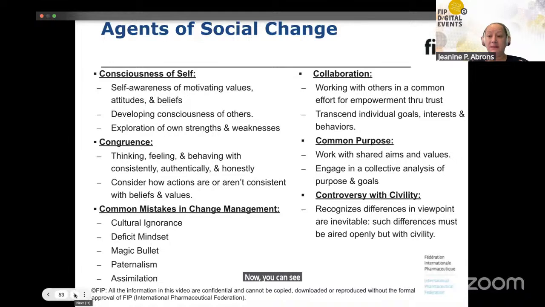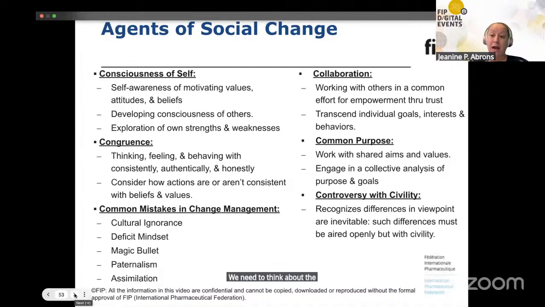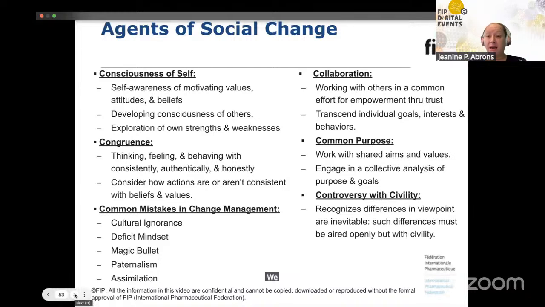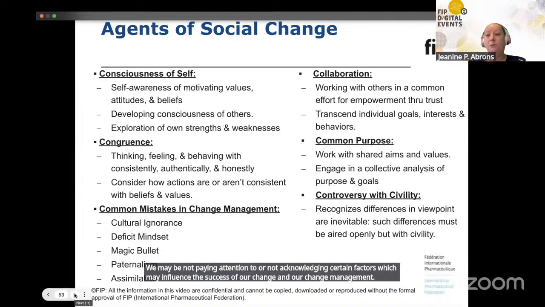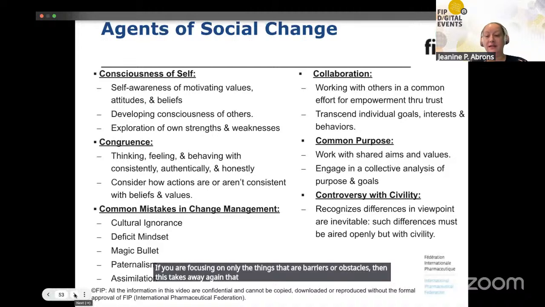Now, you can see that there are some common mistakes that often occur with social change and change management. We need to think about the culture in which we're interacting and what the dynamics are in that space. If we're not doing that, we may not be paying attention to or acknowledging certain factors which may influence the success of our change and our change management. We can come into a situation where we're trying to make change with a deficit mindset. What that means is you have to take on a mentality that I want to succeed, that I will succeed, and that I am going to identify the things that I can control, that I can work at to move change forward. If you are focusing on only the things that are barriers or obstacles, then this takes away that potential for progress that you can make.